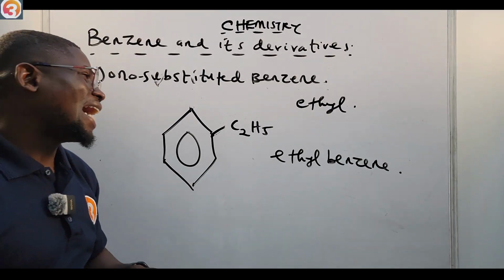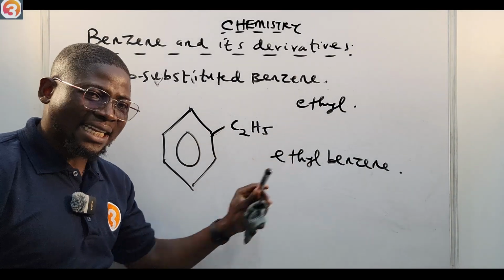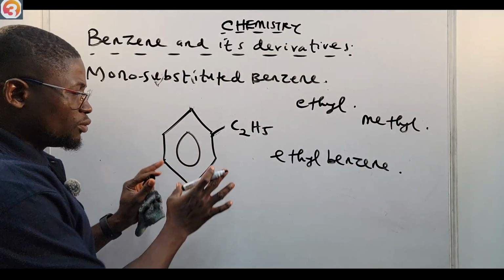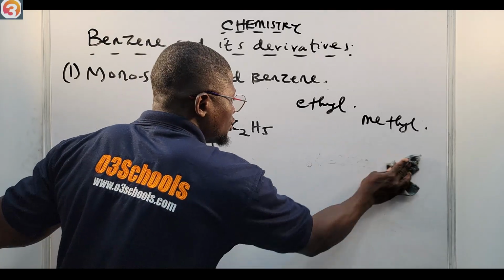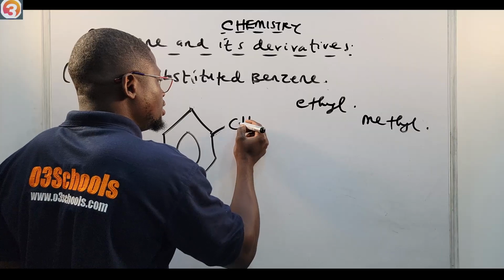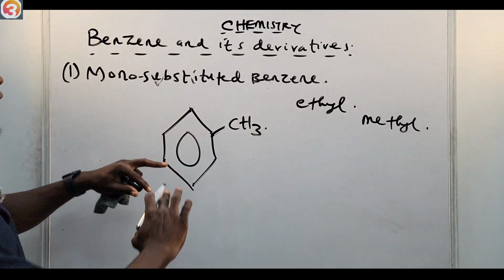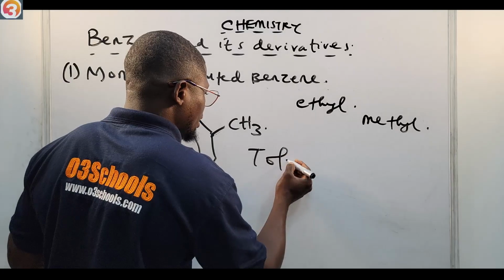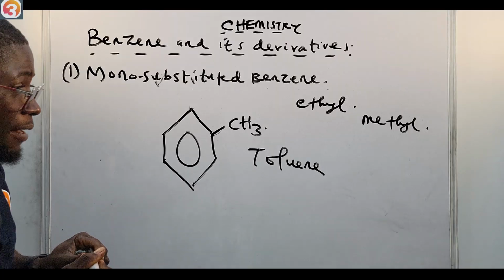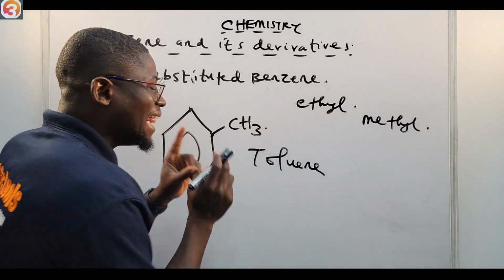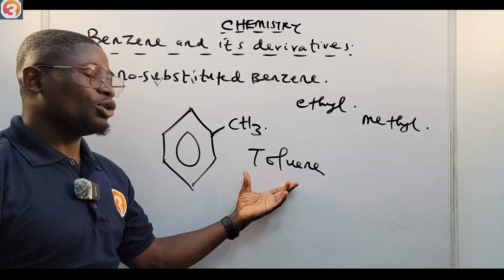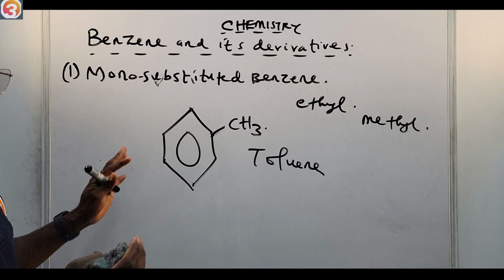But what if it is not an alkyl group like ethyl? Let's say it is methyl. If a methyl group is attaching itself to this benzene ring, we call it toluene. Although you could still say methyl benzene, it has a parent name. When a methyl group, not ethyl, is attaching itself to a benzene ring, we call that toluene. So you must take note of all this.